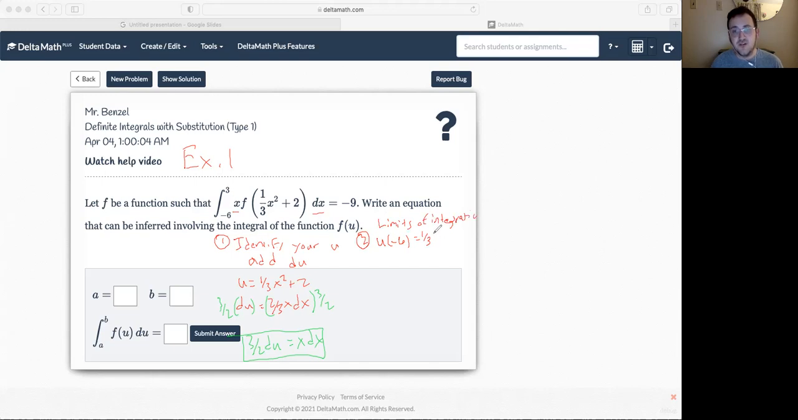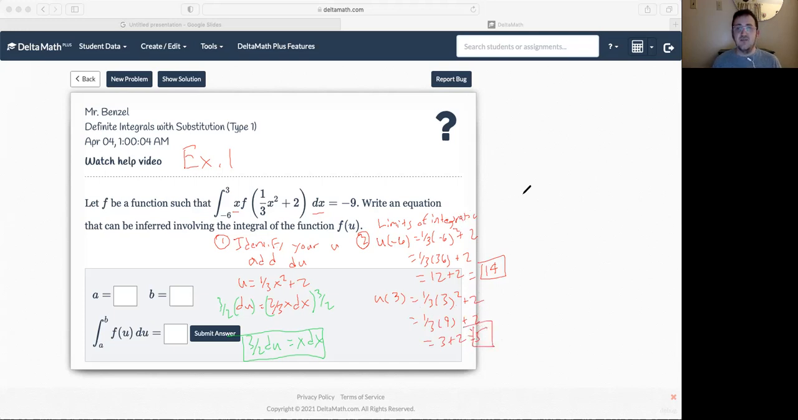So I'm going to do 1/3 times -6 squared plus 2. That's going to be 1/3 of 36 plus 2. That gets us to 14. And then I'm going to do u of 3. So that's going to be 1/3 times 3 squared plus 2. That's 1/3 of 9. That's going to be 5.